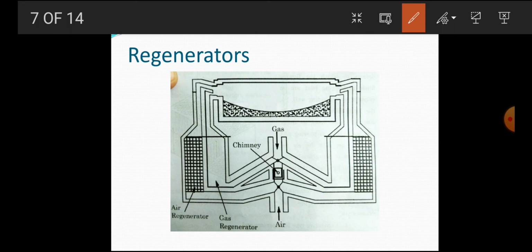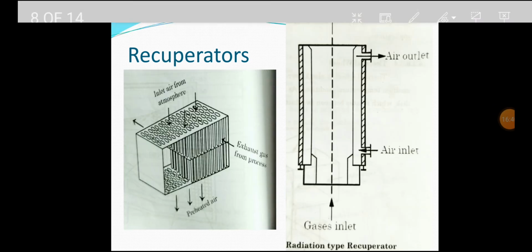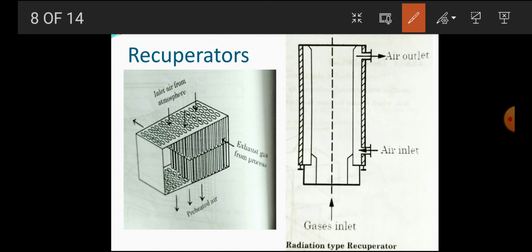Then we'll see the next one, the recuperator. So the working principle of a recuperator is that it is a device in which flowing fluids exchanging heat are on either side of the dividing wall. As you can see in this diagram, inlet air from the atmosphere is inserted, and that air is being preheated from up to down.